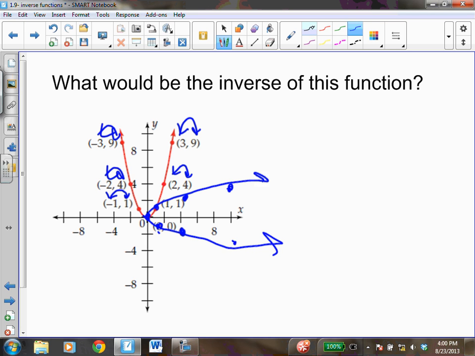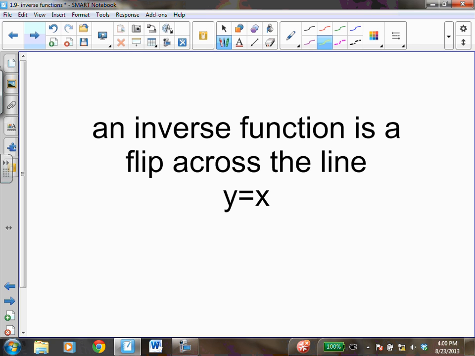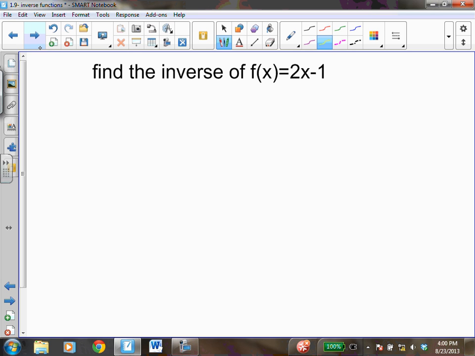So the blue would be the inverse of the red function. Technically, an inverse function is when we flip the function over the line y equals x. When I draw the line in, if you notice, each point is the same distance away from the line y equals x, which means that it would truly be the inverse of the function. An inverse function is a flip across the line y equals x.